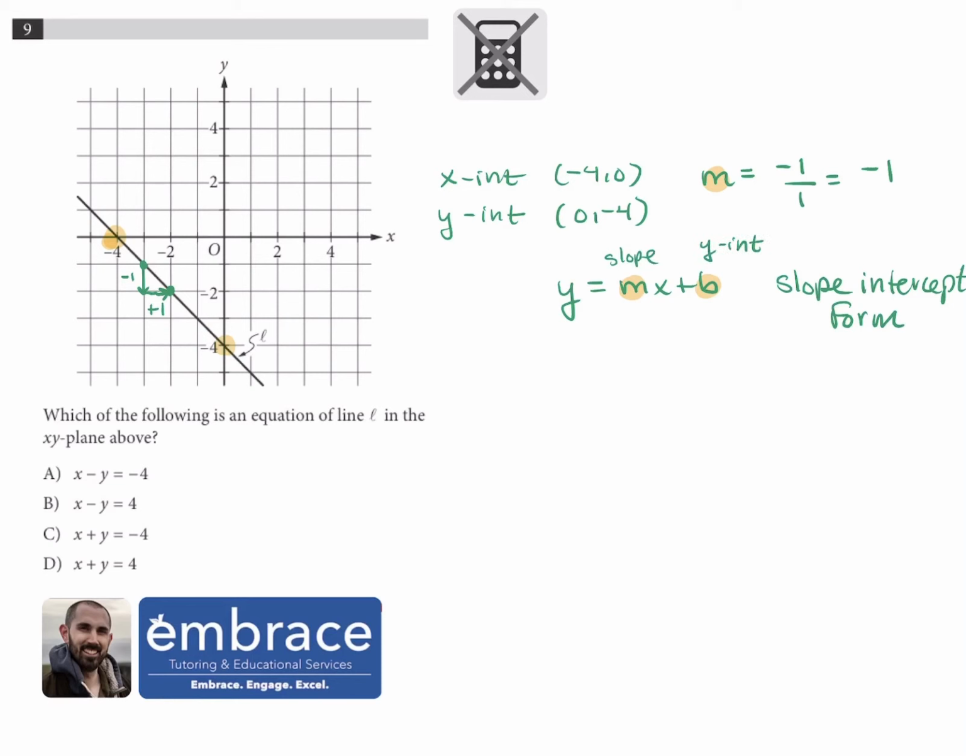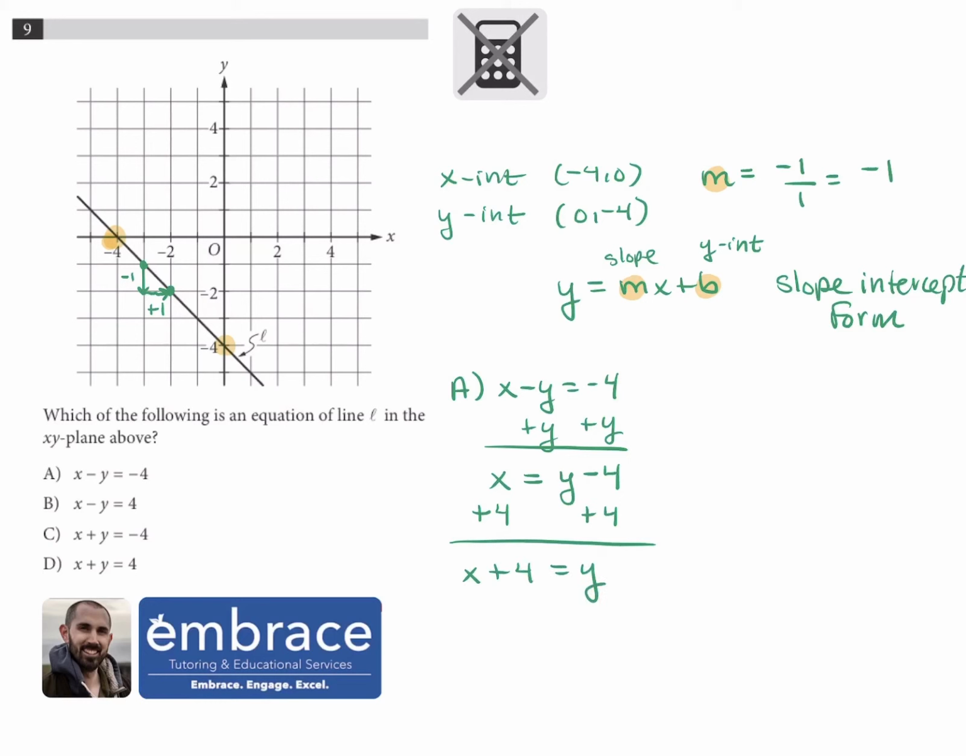Okay, so let's start with our first answer choice here, answer choice A, x minus y equals -4. So this happens to not be in slope-intercept form. So what we can do is try to move it around and manipulate it so that it is. The first thing I notice is that y is always positive in slope-intercept form, so I'm just going to move y to the other side. When I do that, I get x equals y minus 4. And now I need the constant on the other side, so I'm going to add 4 to both sides. So that gives me x plus 4 equals y.